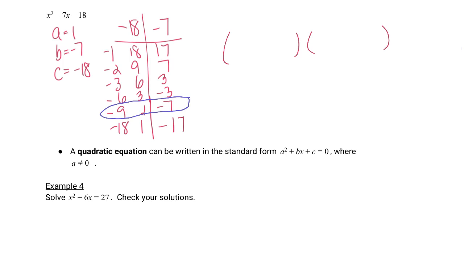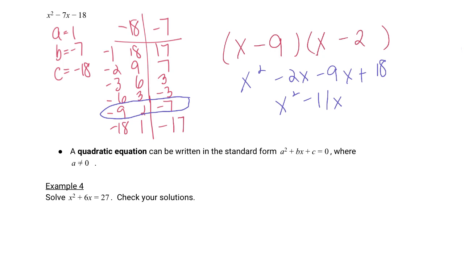Two parentheses, variable in the front, factors on the back. Let's multiply to double check. X squared minus 2x minus 9x plus 18. Put that all together. X squared minus, oh poop. I made a mistake.